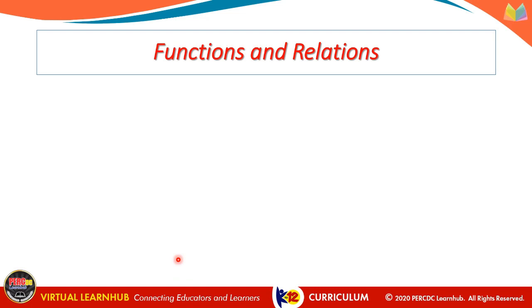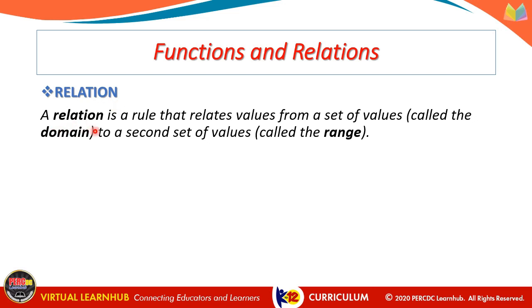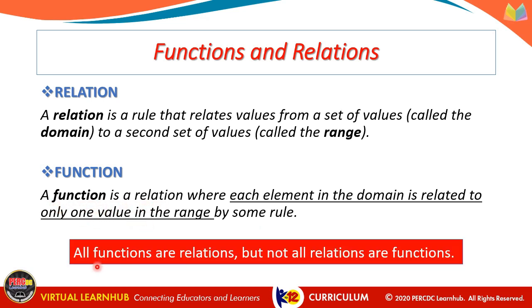Let us now start with the definition of terms. Relation. A relation is a rule that relates values from a set of values called the domain to a second set of values called the range. Function. A function is a relation where each element in the domain is related to only one value in the range by some rule. It says here that a function is a relation. We can say that all functions are relations, but not all relations are functions. Okay?